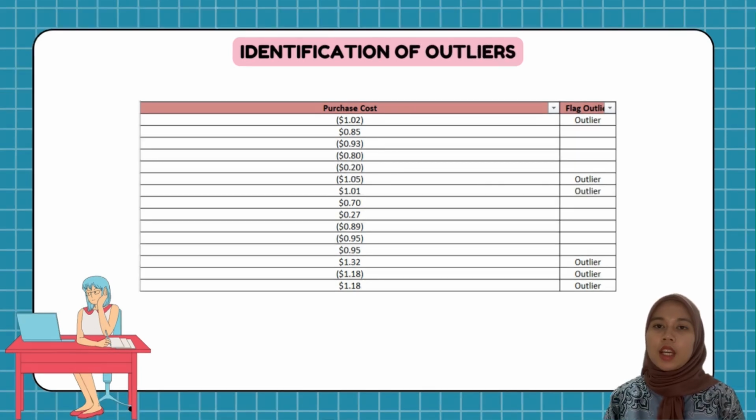For this slide, I will explain about outliers. An outlier is a data point that significantly differs from the majority of other data points in a dataset. One of the common methods to identify outliers is by Z-score. The above table shows data of outliers for purchase cost, selling price, and quantity on hand.